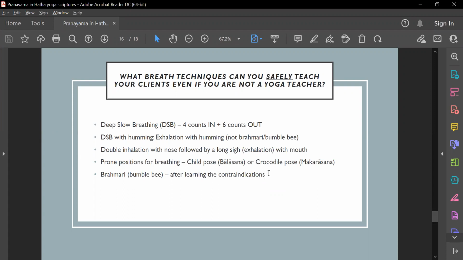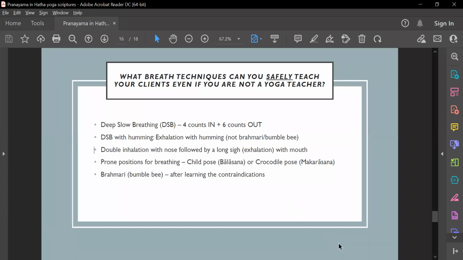And even if you're teaching Brahmari, if your intuition tells you that it's okay to teach your clients Brahmari or the bumblebee breath, take it very easy. Start with say 6 counts and then give a break and then do 6 more. If that is challenging, break it down further.